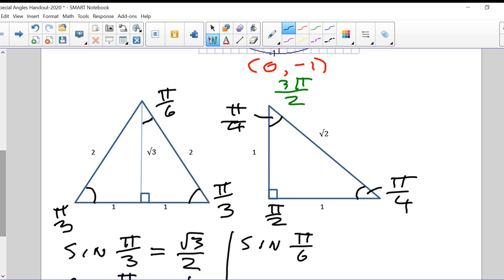Kelvin says 1 over 2. Davina says 1 over 2. Are you going to agree with these guys? 1 over 2 makes sense to everybody? Hussein says yes. Alexa says yes. Okay, good. So 1 over 2 it is.